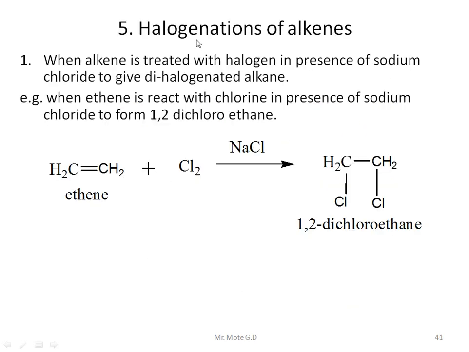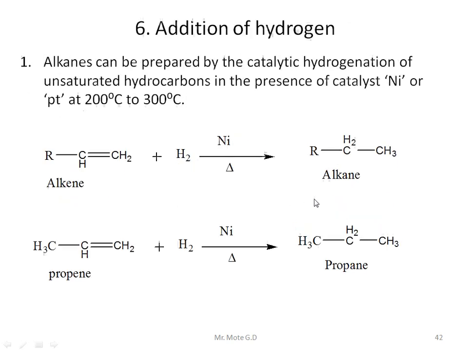Fifth one, halogenation of alkenes. When an alkene is treated with a halogen it forms a dihalogenated alkane. So this is ethene. Chlorine goes to there and there to form 1,2-dichloroethane. Sixth method, addition of hydrogen. So this is the alkene. 2 hydrogens will be added here and here to form alkane. Propene, simple addition of hydrogen, add this and this to form propane, and the catalyst is nickel.